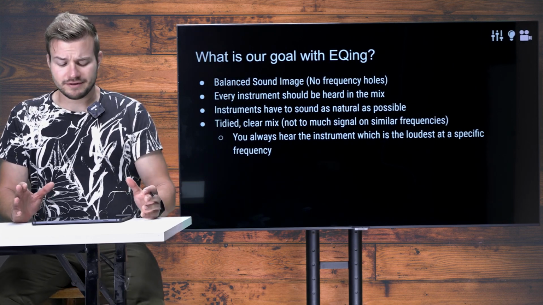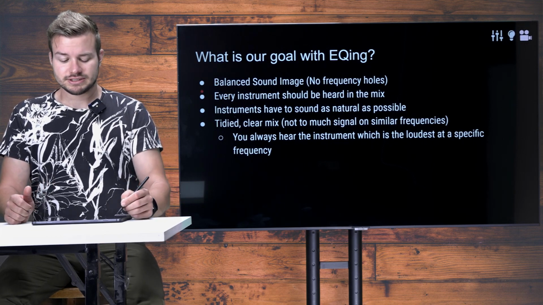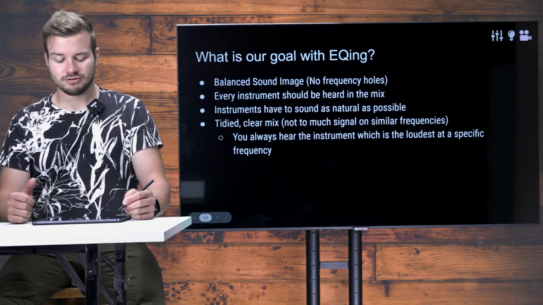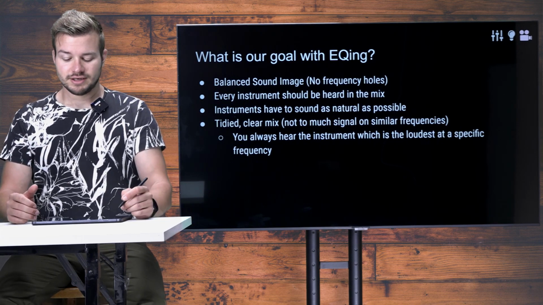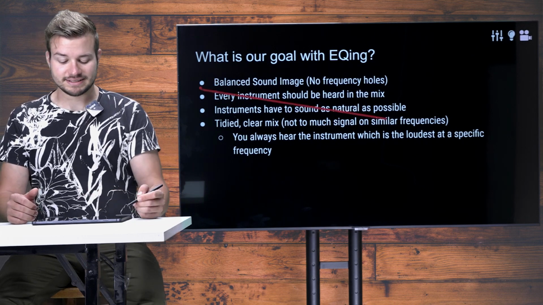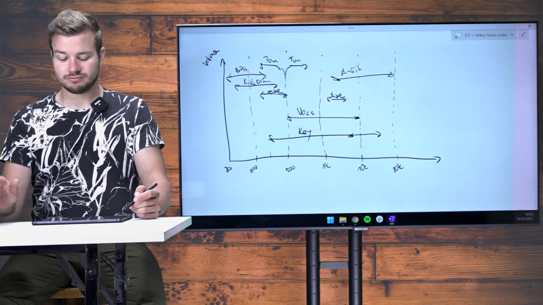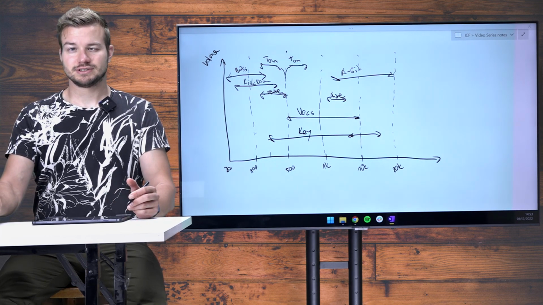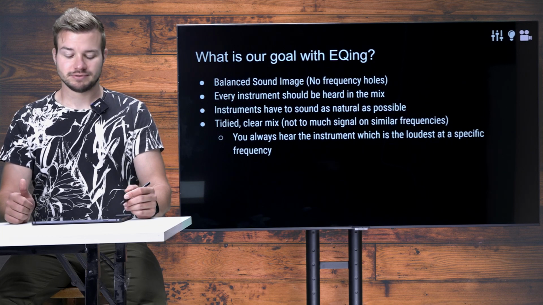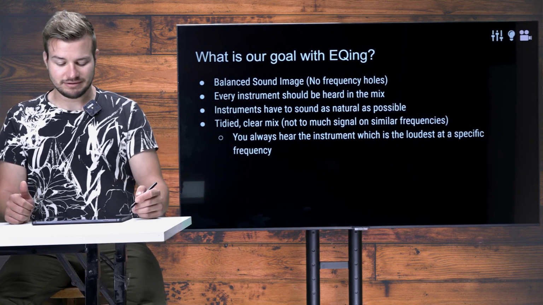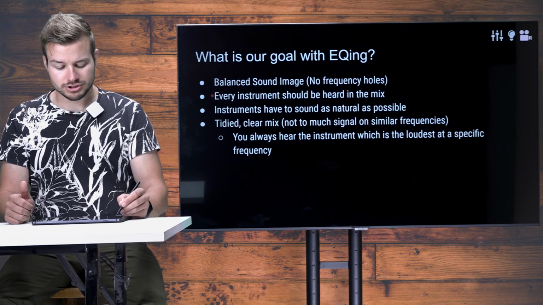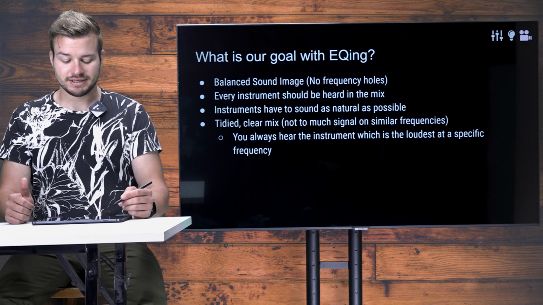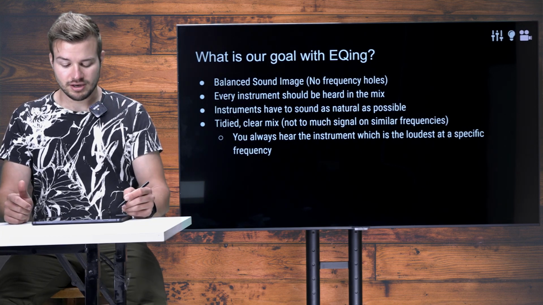Finally, I've talked about this a lot already, so let me give you these 4 bullet points to summarize the whole thing. What is our goal with EQing? Our goal is to reach a balanced sound image, which is also what I drew before. We want to distribute the instruments over the frequency spectrum as well as possible to get this balanced sound image. Our goal should be that every instrument and every voice can be heard in the mix. That's what we want to achieve with EQing.